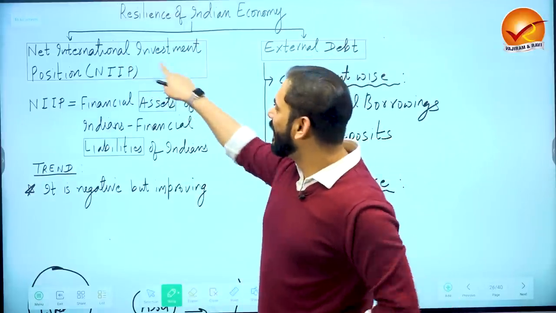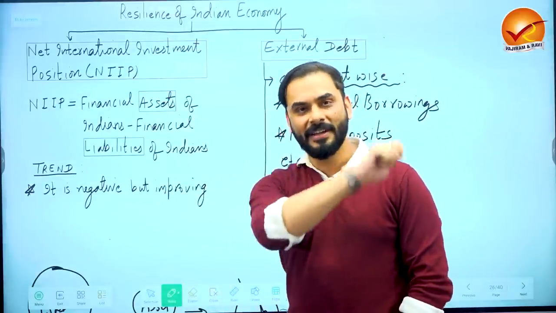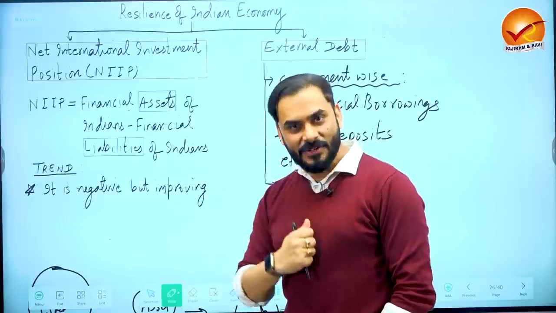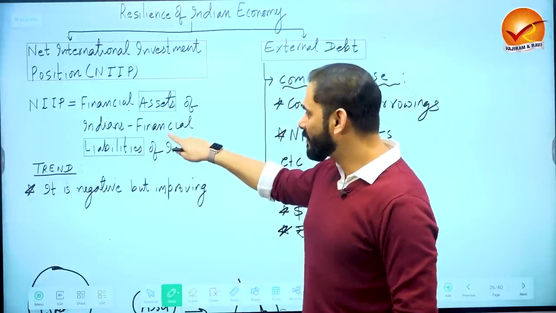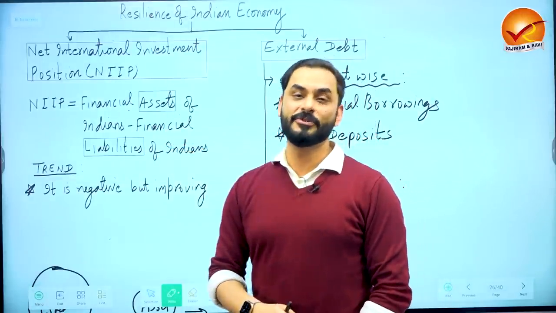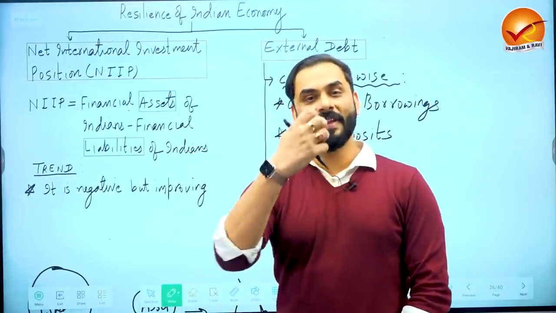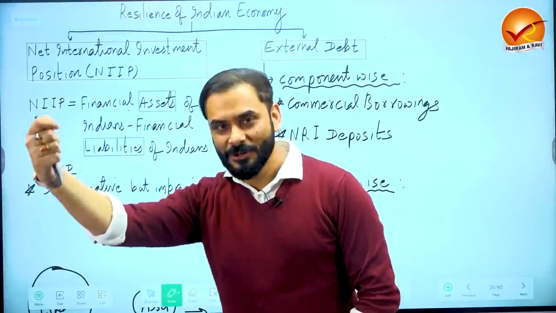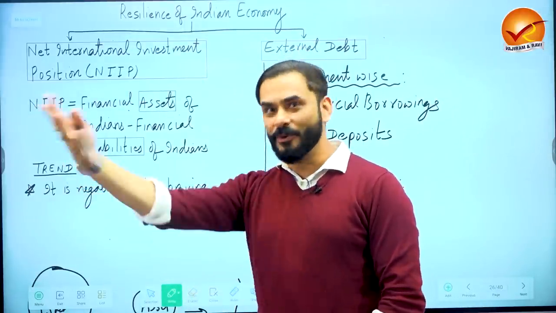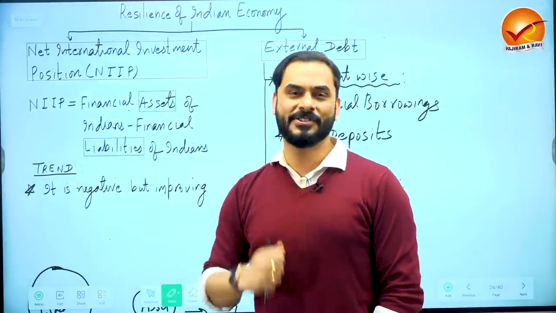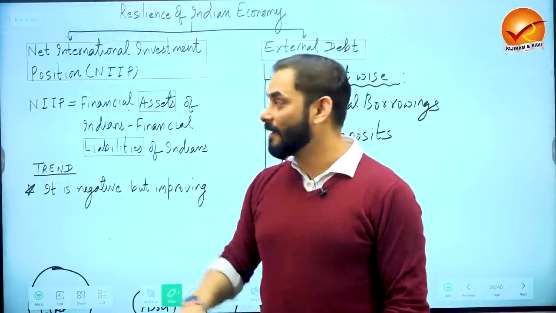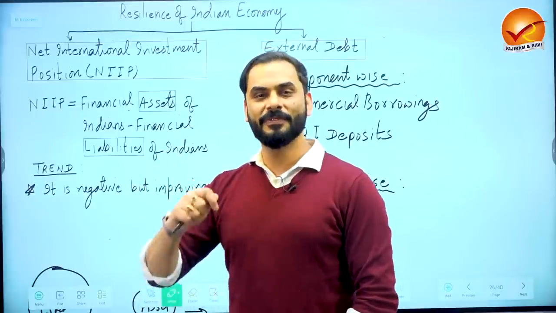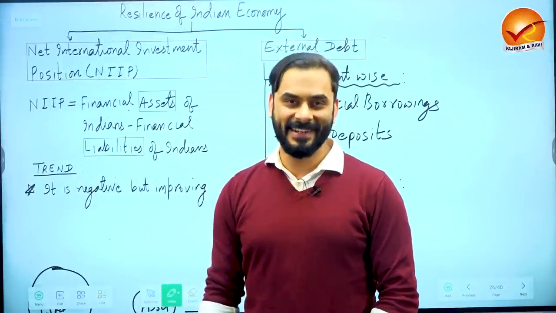So what is the meaning of net international investment position? Net international investment position means financial assets that Indians own minus the financial liabilities of India, which means the sources of income that we have minus what we have to return to somebody. So we always have to return more to somebody. We always earn less. So most of the time, our net international investment position is negative only, which means we always have to give more to people, right?